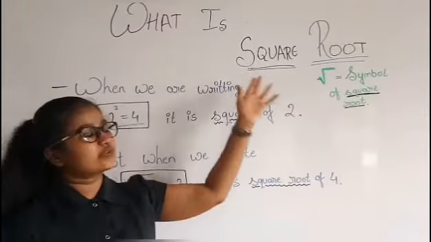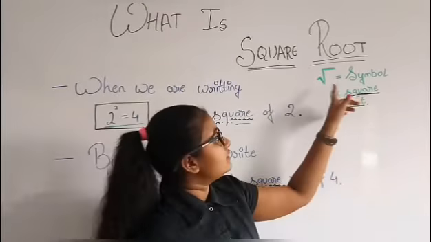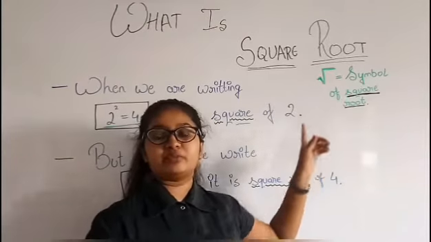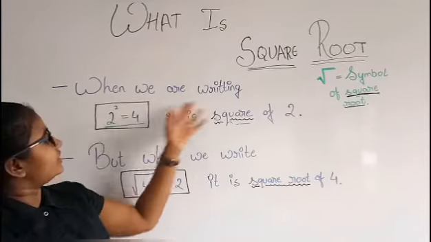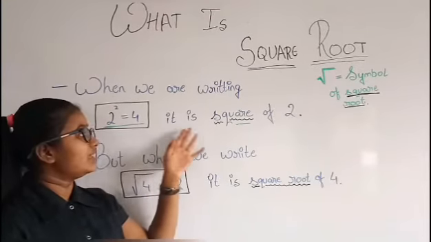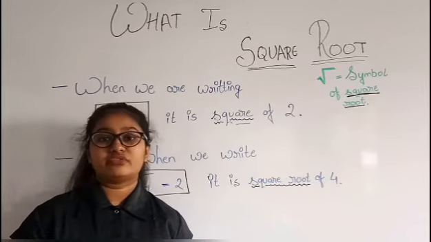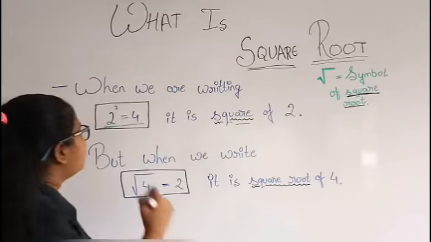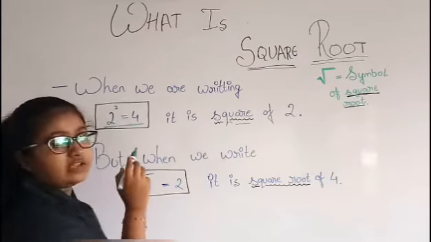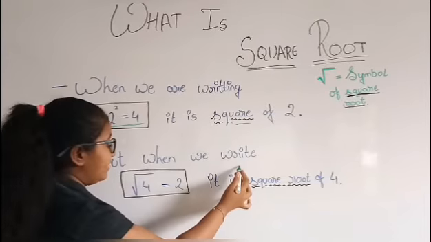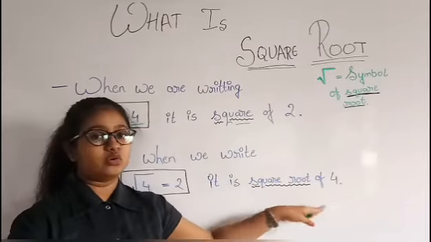Now, what is square root? First of all, we will see the symbol of square root. This is the symbol of square root. We will pronounce it as under root. Okay. Now, when we are writing square of 2 equals 4, it is a square of 2. I am talking about the format. But when we write under root 4 equals 2, it is the square root of 4.